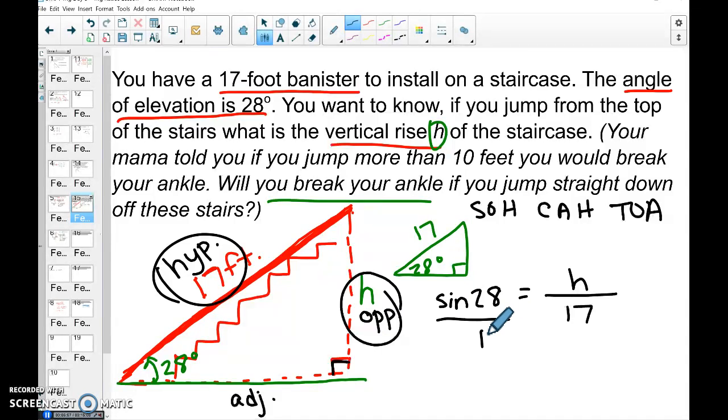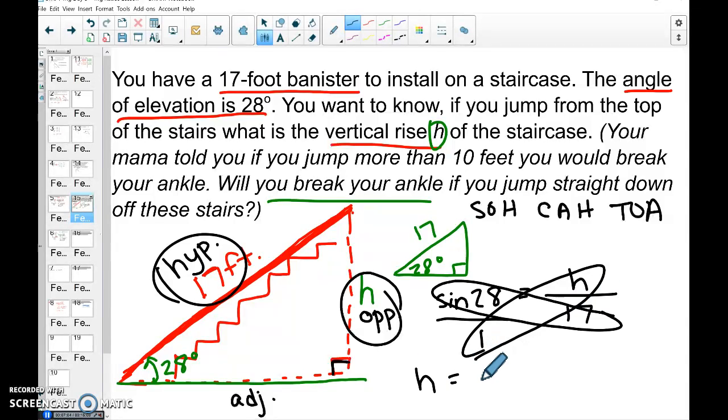From there, you do your cross multiplying after you put it over 1, and it's really kind of back to normal. So we have h equals 17 times sine of 28 degrees. Remember to type in sine of 28 first, then multiply by 17. Go ahead and type that in. And if my number is right, you should get 7.98. And our unit is feet.